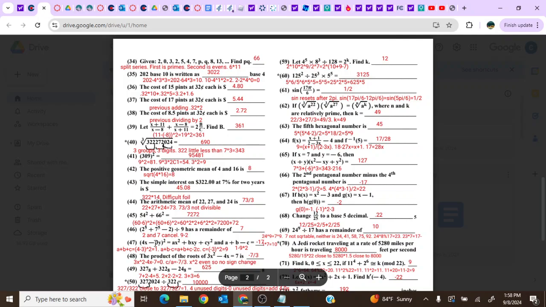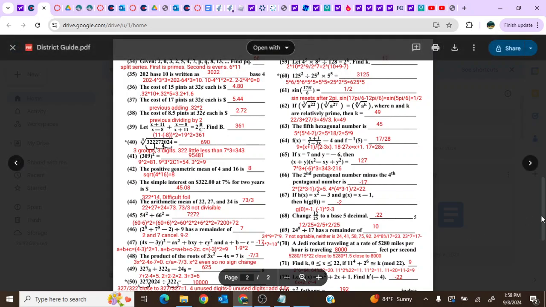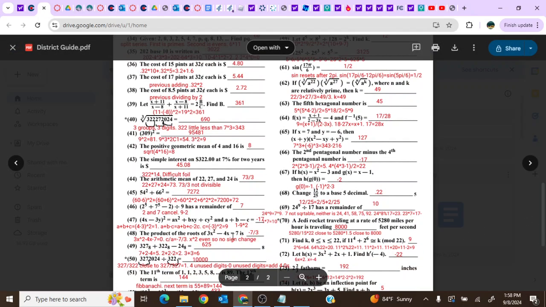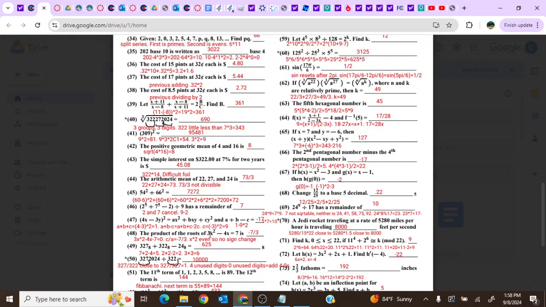48, the product of the roots of this thing right here is what? Product of the roots is the constant divided by the first coefficient. So if you move this over, you get negative 7 over 3. And then since this is x squared, it's an even power, you do not flip the sign.